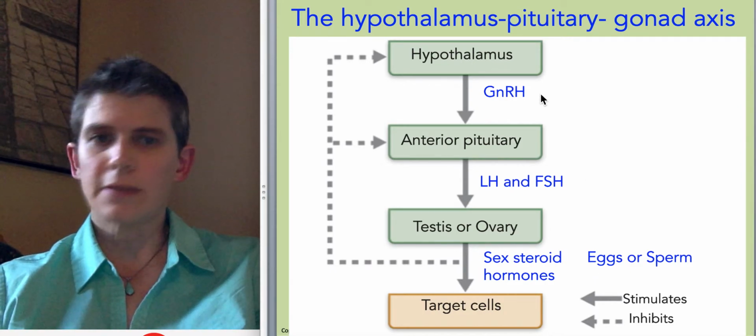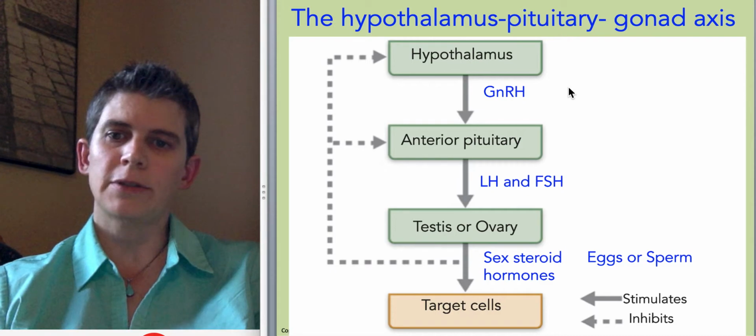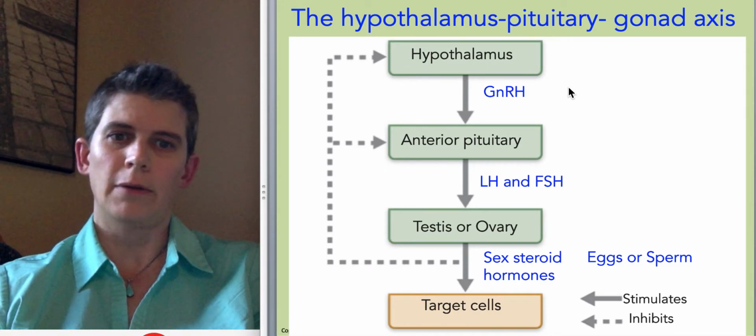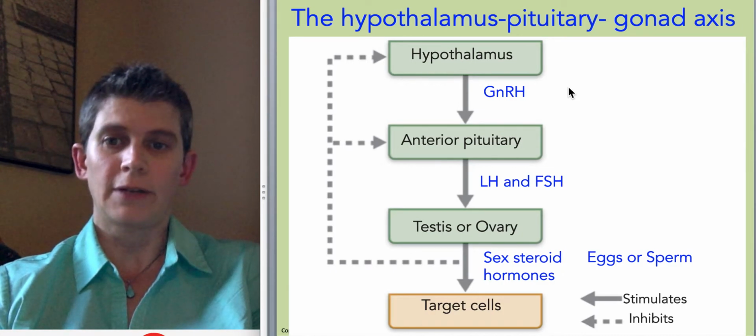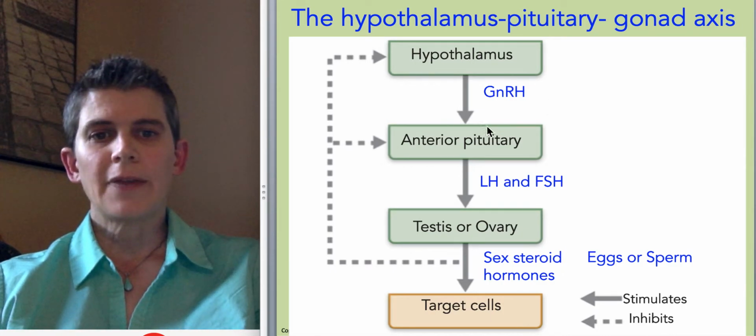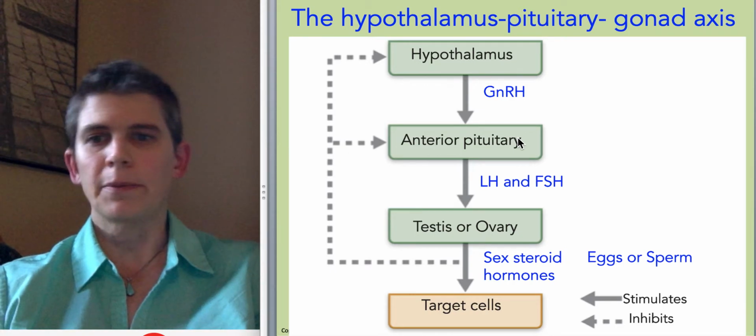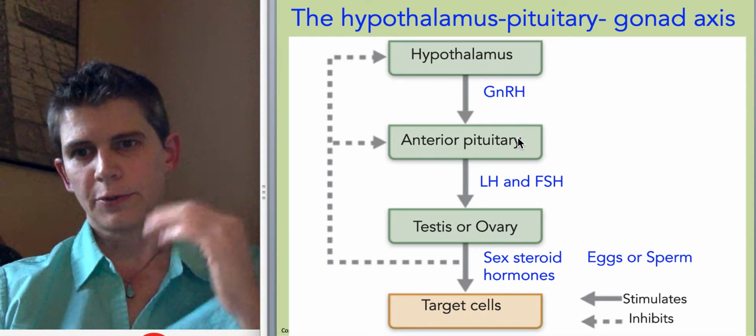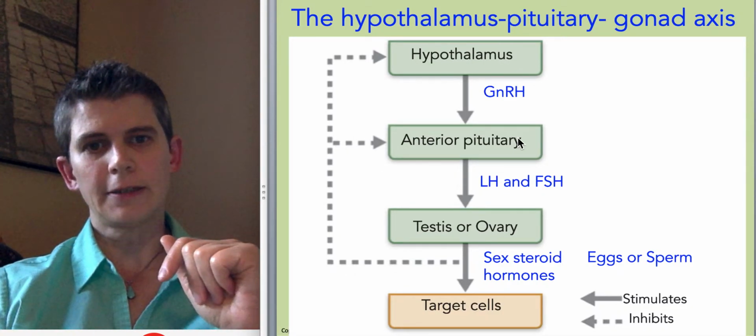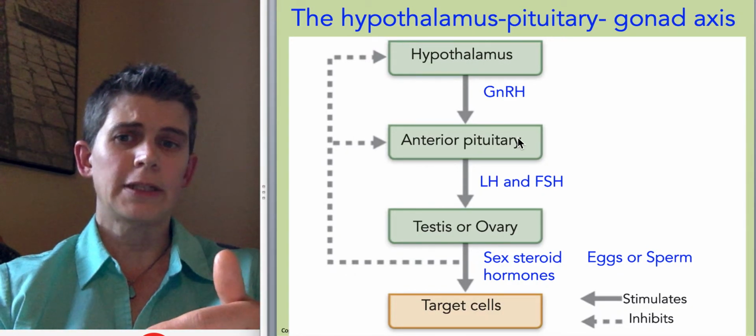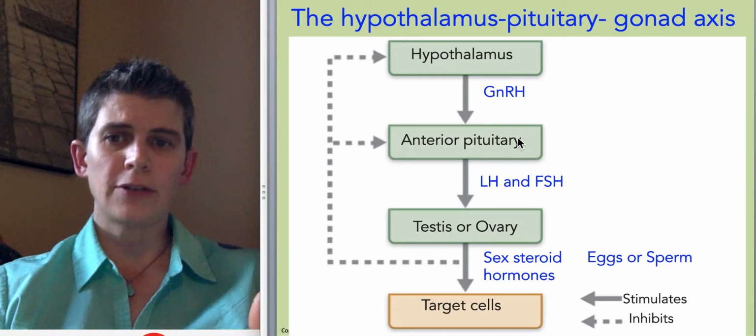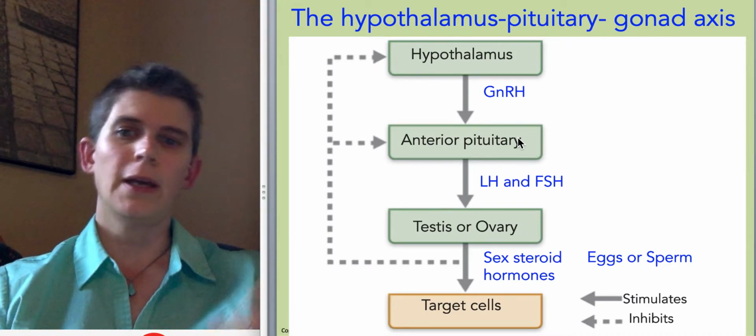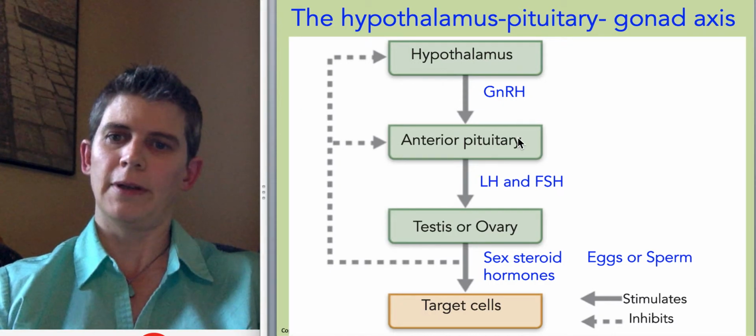In both cases, you have a hormone from the hypothalamus called gonadotropin-releasing hormone, and we'll just call it GnRH. In some contexts, it's called LHRH. That hormone goes to the anterior pituitary gland, traveling only in this short portal system between the hypothalamus and pituitary gland, and stimulates the release of both LH, or luteinizing hormone, and FSH, or follicle-stimulating hormone.